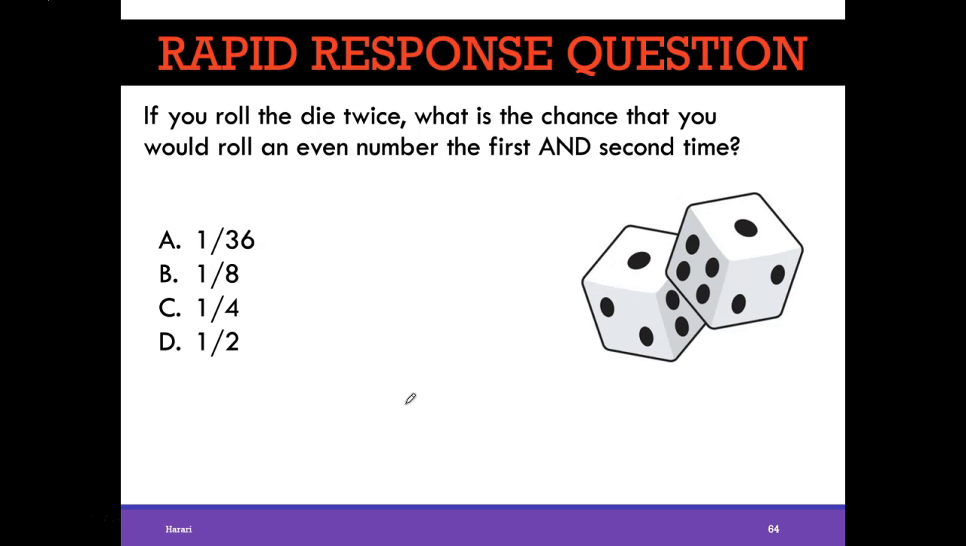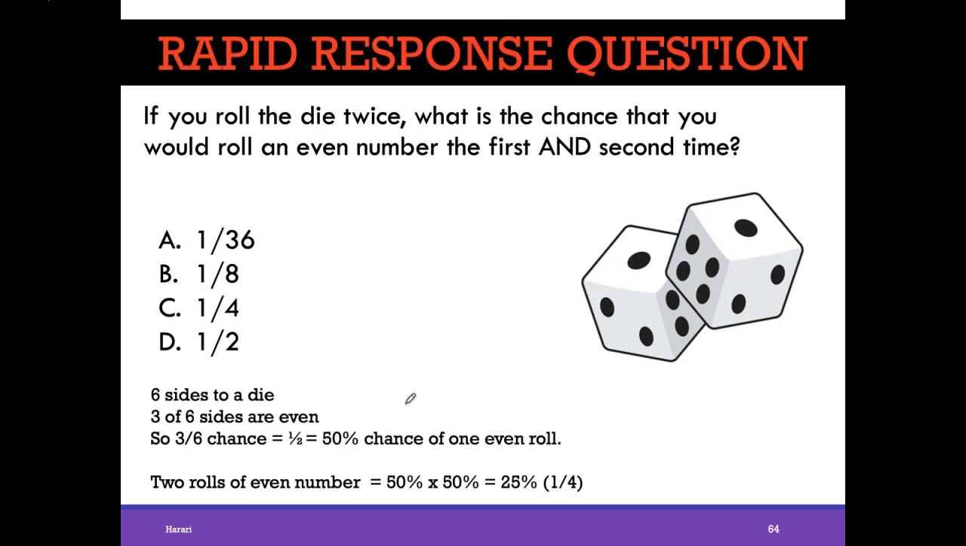Don't just get lazy and let me tell you all the answers. If you roll a die once, the chance of getting an even number is a half. If you roll it again, the chance of an even number is a half. So what is the chance of rolling a die twice and getting an even number both the first and second time? It would be 1/4. 50% times 50% is 25%.